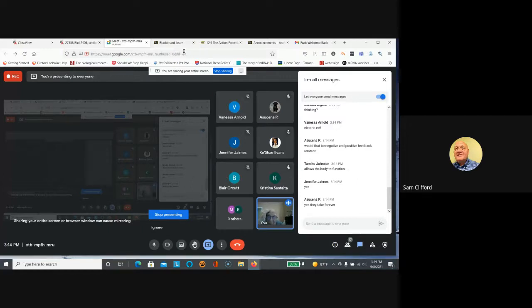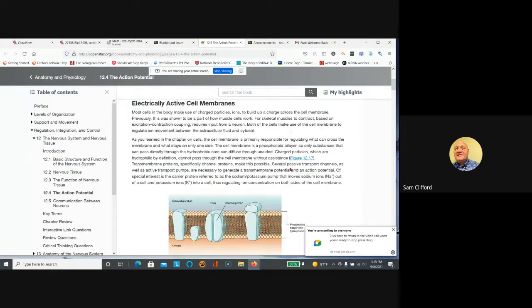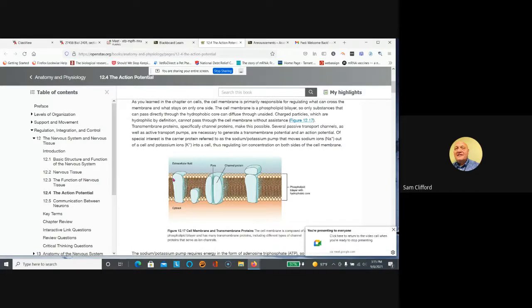So let's get back to where we were here, action potential. We've talked about the cell membrane with its hydrophilic heads and its hydrophobic tails. And we've talked about proteins that are inserted into the membrane. Many of these proteins provide a pore. These proteins are part of the process in establishing that the outside of the cell is negative compared to the inside.